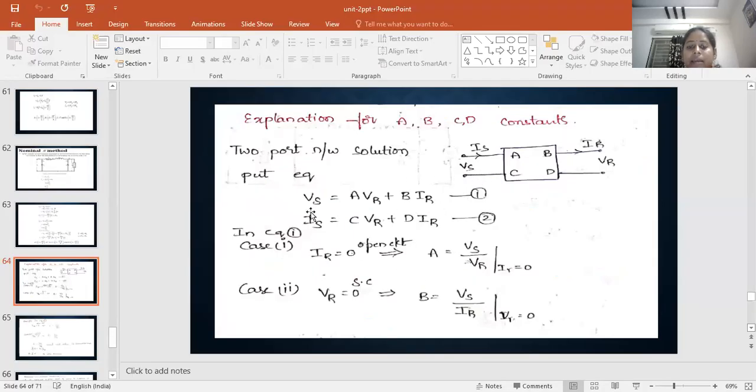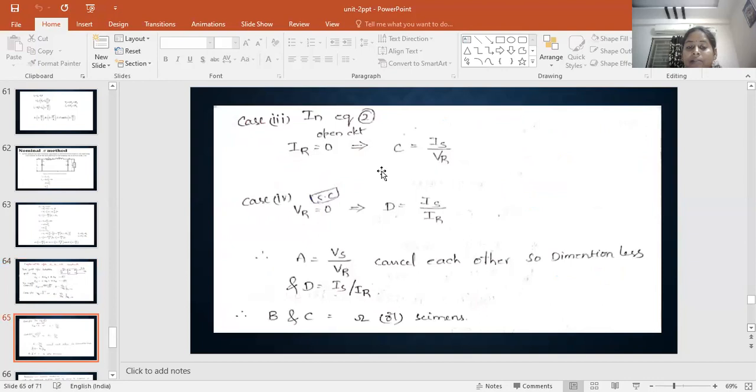See here. Okay, Vs equal to A into VR plus B into IR, and IS equal to C into VR plus D into IR. Okay, in these two equations we can substitute the open circuit condition IR equal to 0 and short circuit condition VR equal to 0, and we can find out the values of A, B, C, D. And here one point is there, that is A equal to Vs by VR.